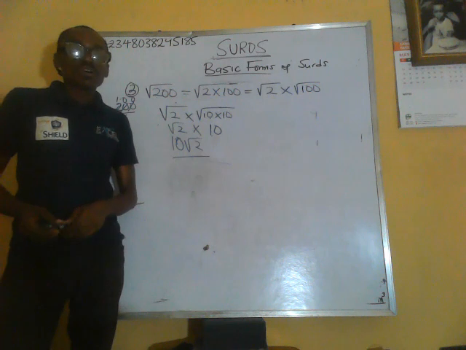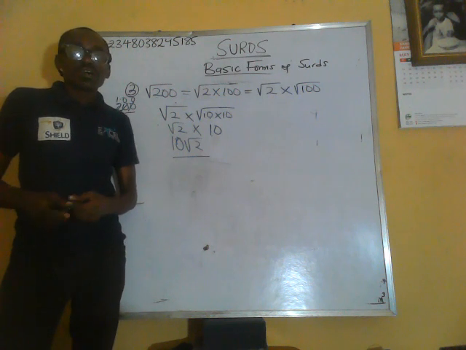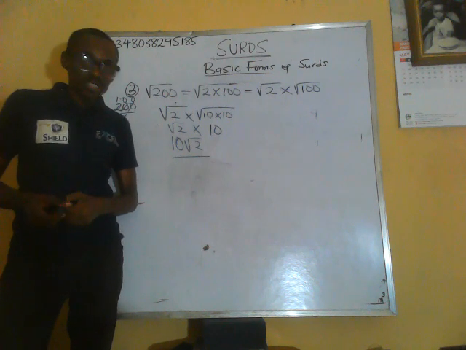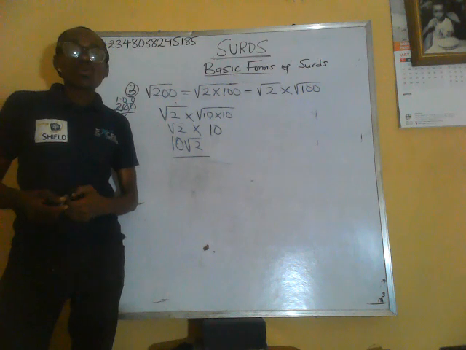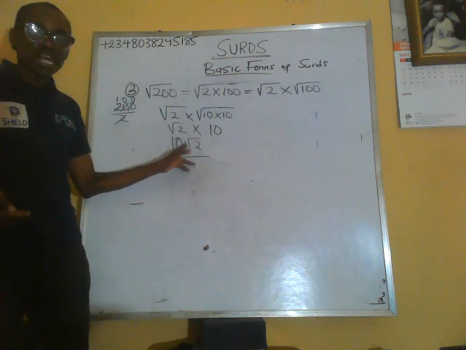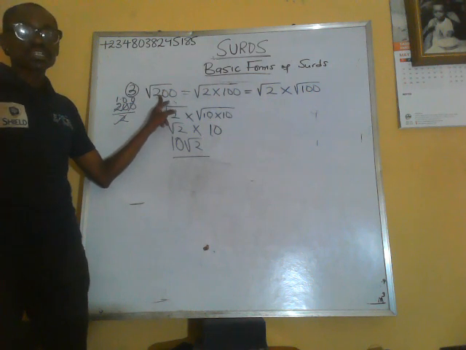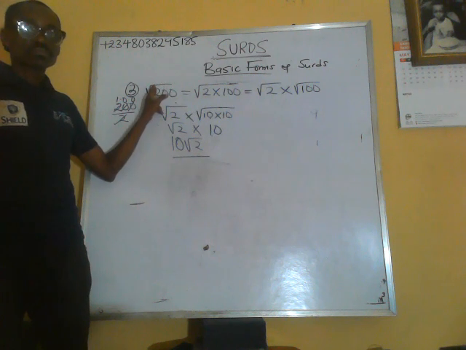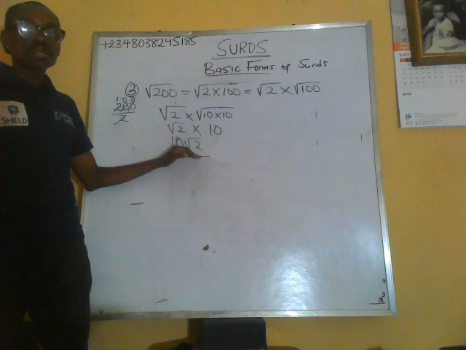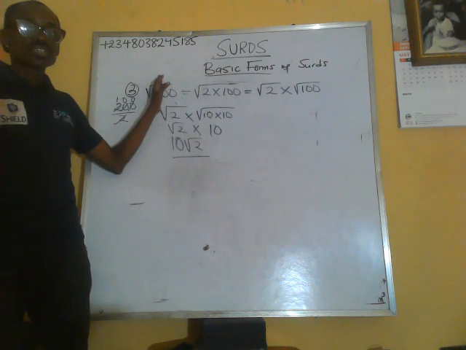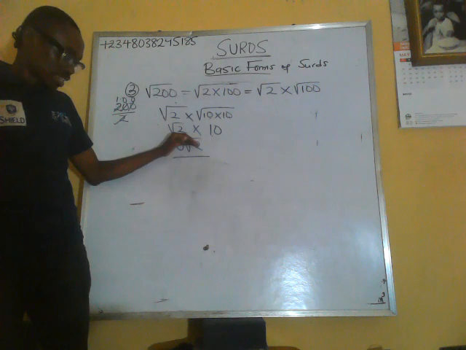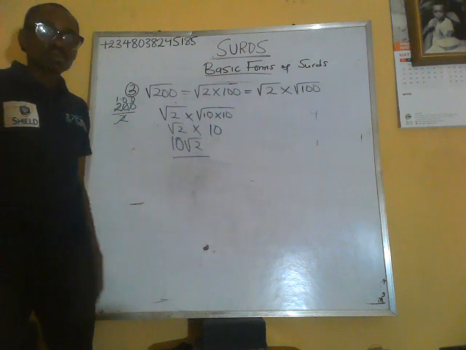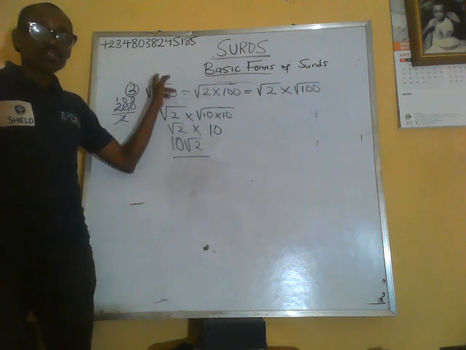So right now we've gotten the basic forms. The next thing we're going to do is to go to the single forms. Like we move from 10 root 2 to root 200. How do we move from the basic form to the single form? So that is what we'll be looking at in our next lesson, how to go from the basic form to the single form.